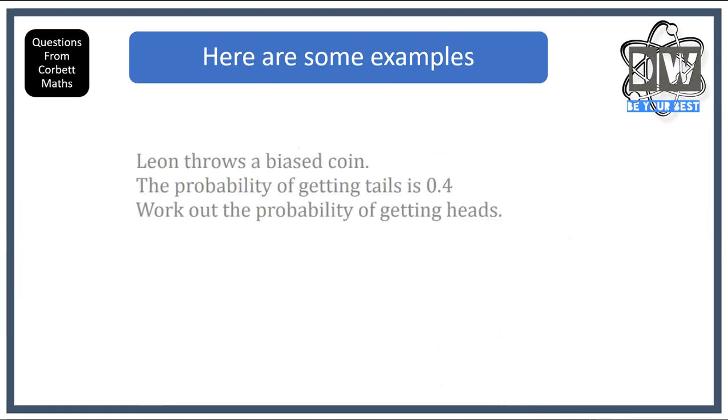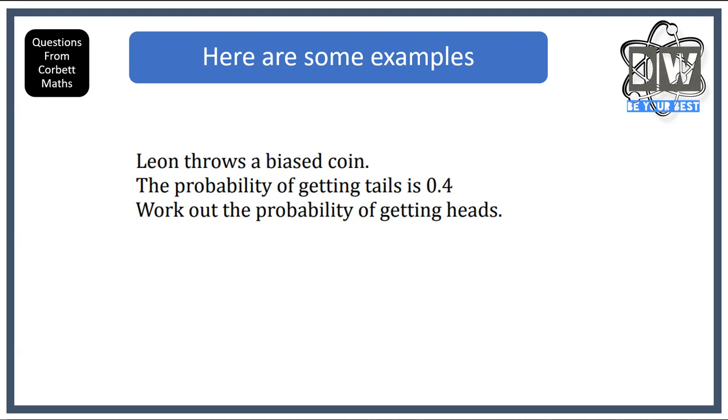It's absolutely fantastic. So Leon throws a biased coin. A biased coin means that it's more likely to land on one side than the other. Again, up to this point, we've always looked at fair coins. This one is slightly weighted or something like that, hence why it's not 50-50. The probability of getting a tails is 0.4. Work out the probability of getting a heads.